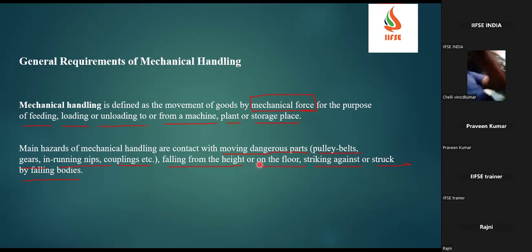And also falling from a height or on the floor, or striking against or being struck by falling bodies. These are the other different hazards with respect to mechanical handling. Striking against may be a physical object, or the vehicle itself going and hitting the people on the shop floor or work area.